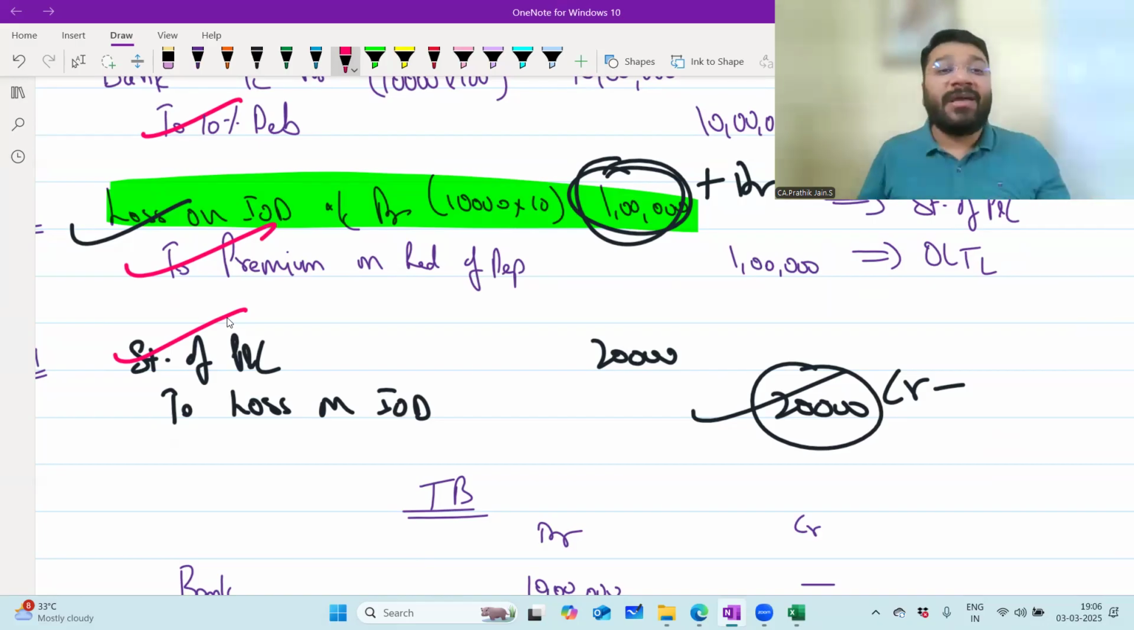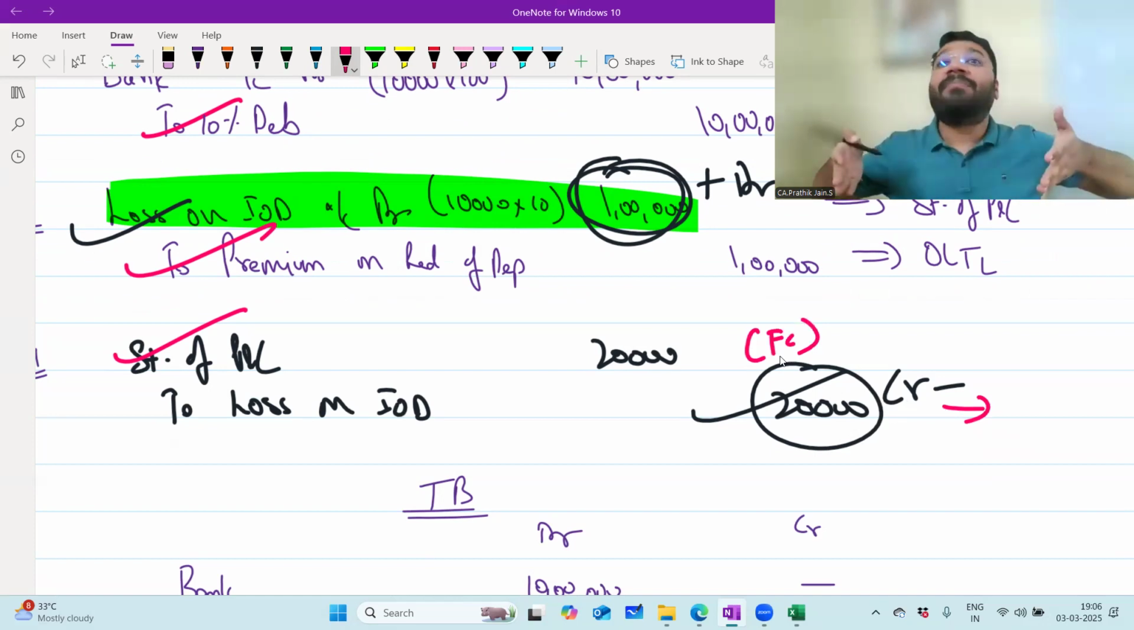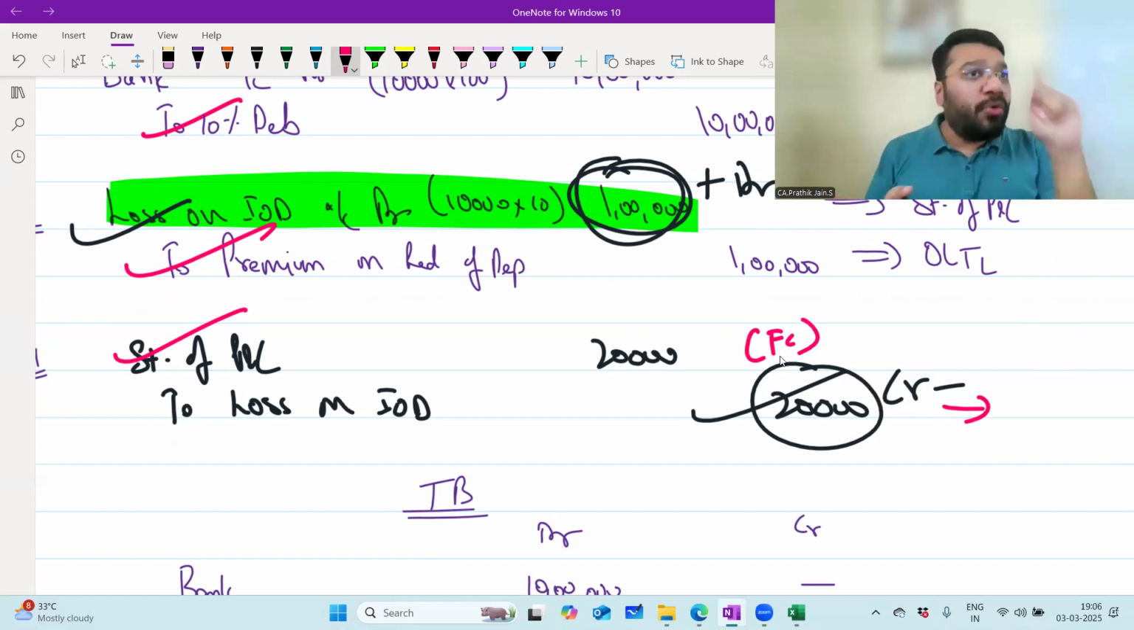But only finance cost. Because your loss which you transferred to statement of P&L goes to your finance cost. Only finance cost is there. Not even other expenses. Imagine that kind of P&L where everything is zero. Only finance cost is that 20,000. So A minus B, 0 minus 20,000. So overall 20,000 loss.